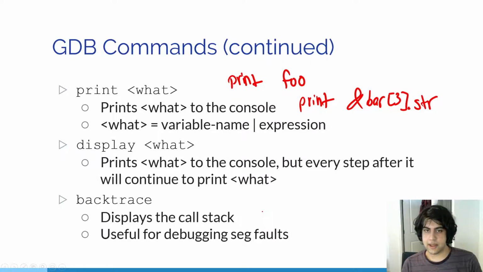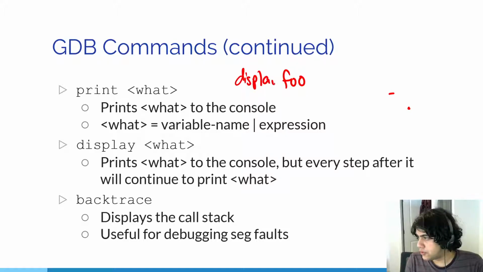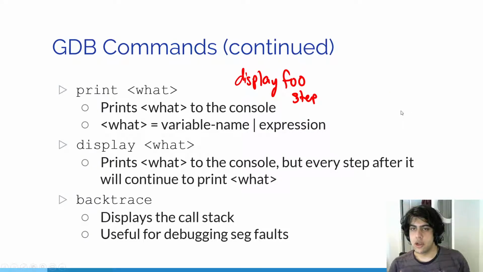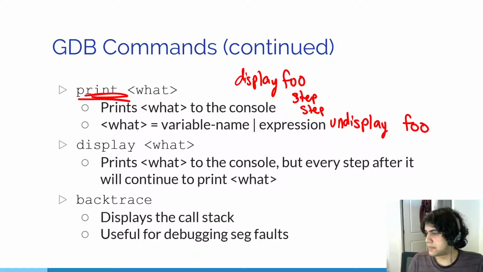Display is very similar, but it's going to keep printing. So let's say I display foo. It's going to print the value of foo, and then there's going to do a step. It's going to run the next line of code, but it's also going to print foo again. And then if I step again, it's going to step again, and it's going to print foo again. So print will print once, and display will continually print the thing after every command. And if you ever want to stop, you can just undisplay foo, and it will stop displaying it.